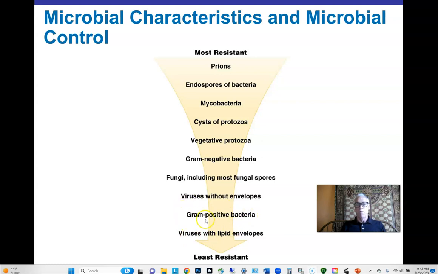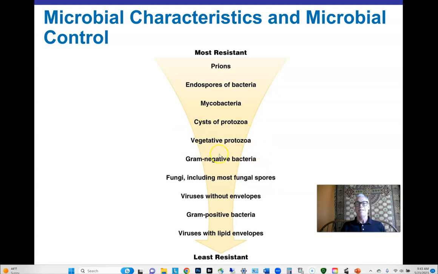inactivated. Gram-positive bacteria are relatively easy to kill relative to gram-negative bacteria. Viruses without envelopes are a little more tough. They have a protein capsule on the outside that has to be penetrated and damaged and destroyed in order to prevent them from being able to get into their host cells. Fungi with their cell walls or fungal spores are pretty tough to kill.